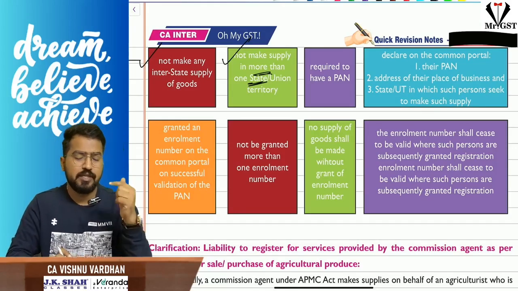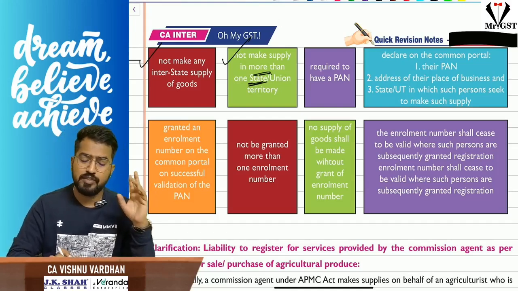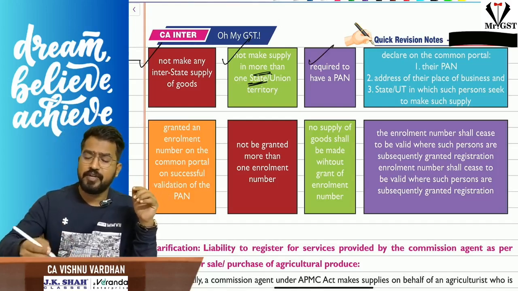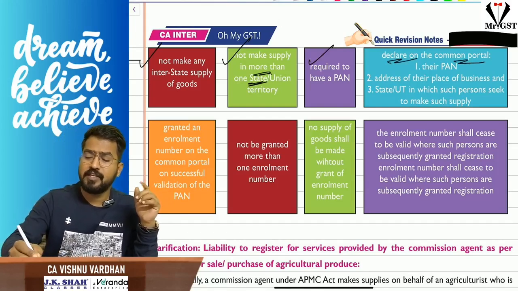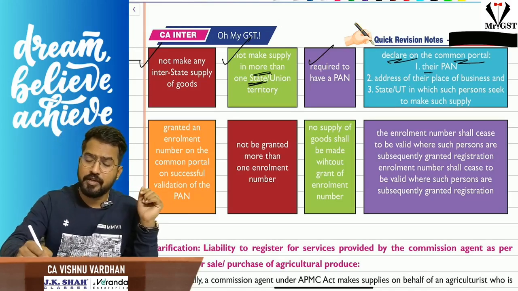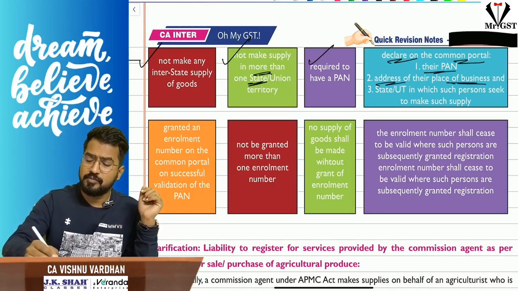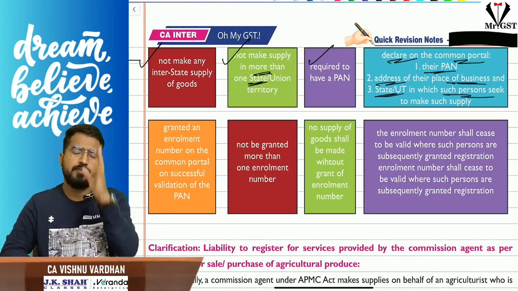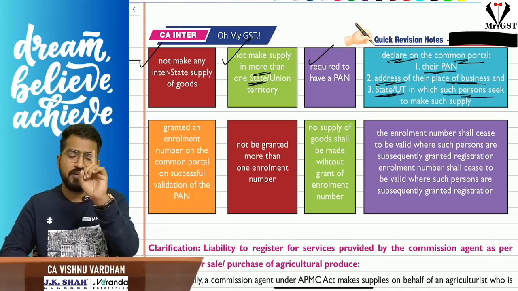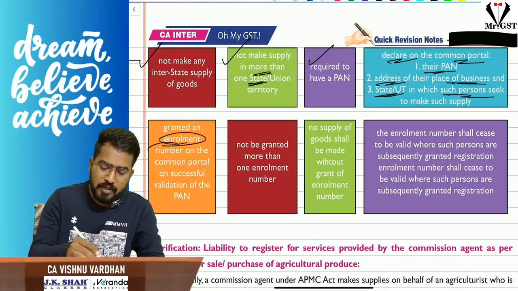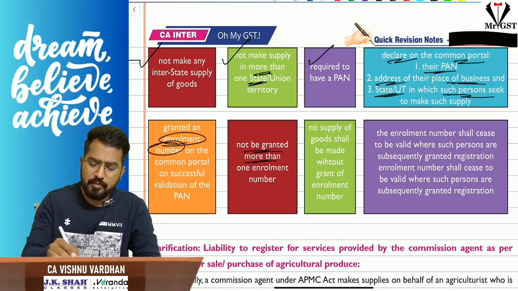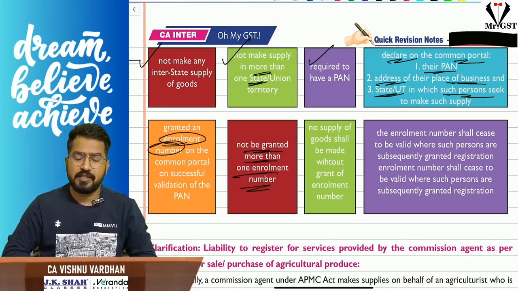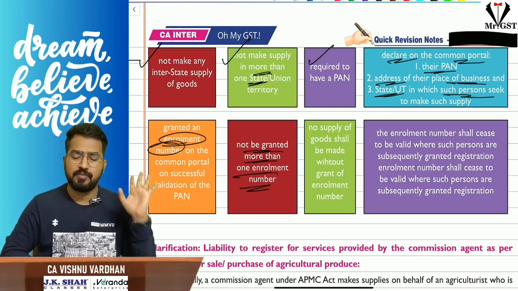The procedure is, you should not make any interstate supply of goods, and you should not supply goods in more than one state or union territory, and you have to take a PAN and declare that PAN in the common portal, gst.gov.in, with your address of the place of business and the state in which you are going to supply. So if I want to supply only in Tamil Nadu, or only Karnataka, only one enrollment number you will get. You will not be granted more than one enrollment number. Each state you cannot take one enrollment number. Make supplies only in one state.